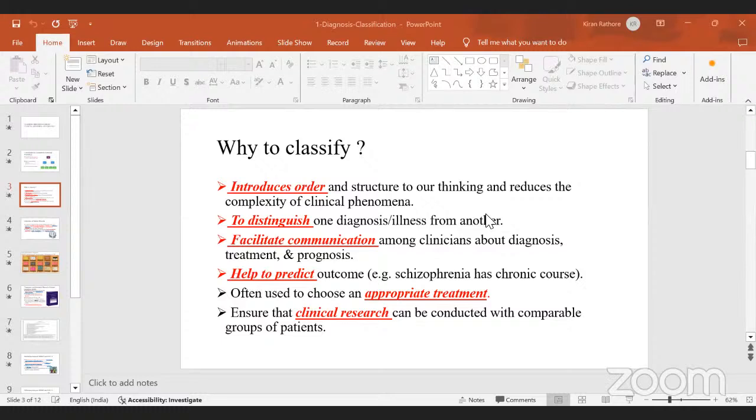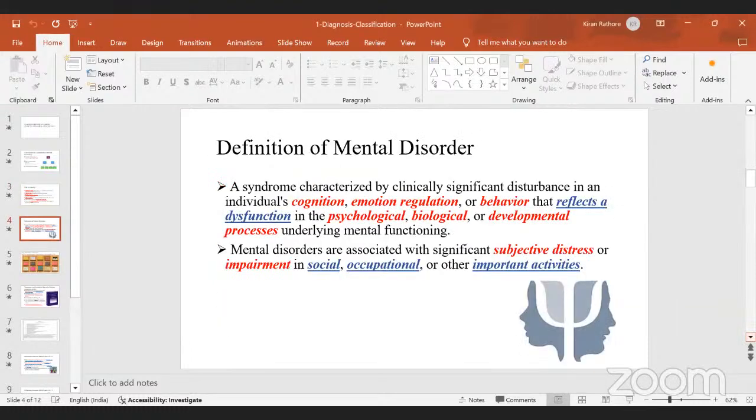There are two more important classificatory systems which we follow around the world, and those two systems are ICD and DSM. The full form of ICD is International Classification of Diseases. But before coming to that, we need to know what a mental disorder is. Day before yesterday we talked about what abnormal behavior is. Now we need to know what a mental disorder is, because this is what we are going to classify under these classificatory systems.